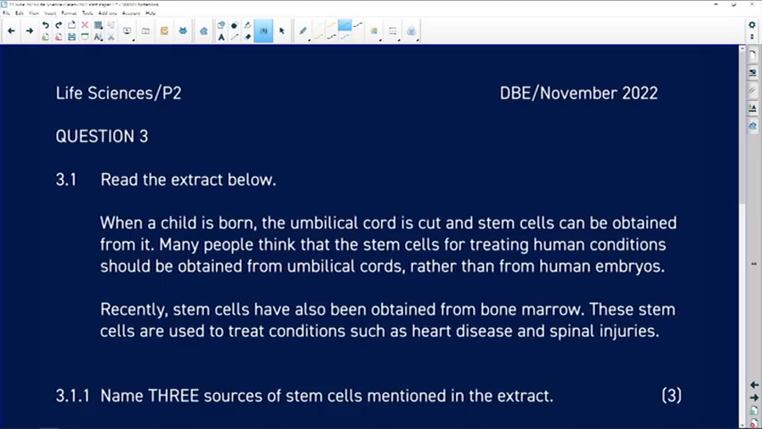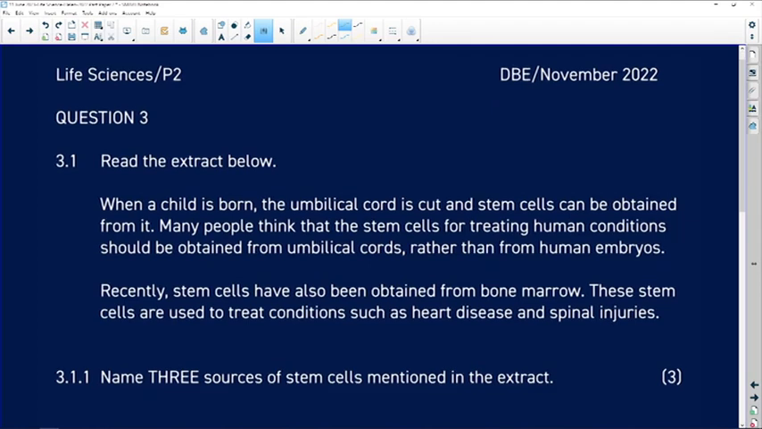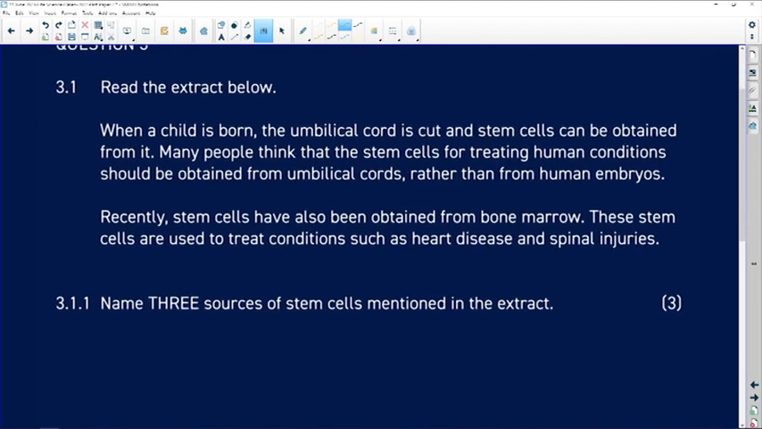We're looking at Life Sciences Paper 2 from November 2022. And we're now going to face Section B, Question 3. So let's begin immediately with Question 3.1. You're asked to read an extract, and please read the extract with understanding.